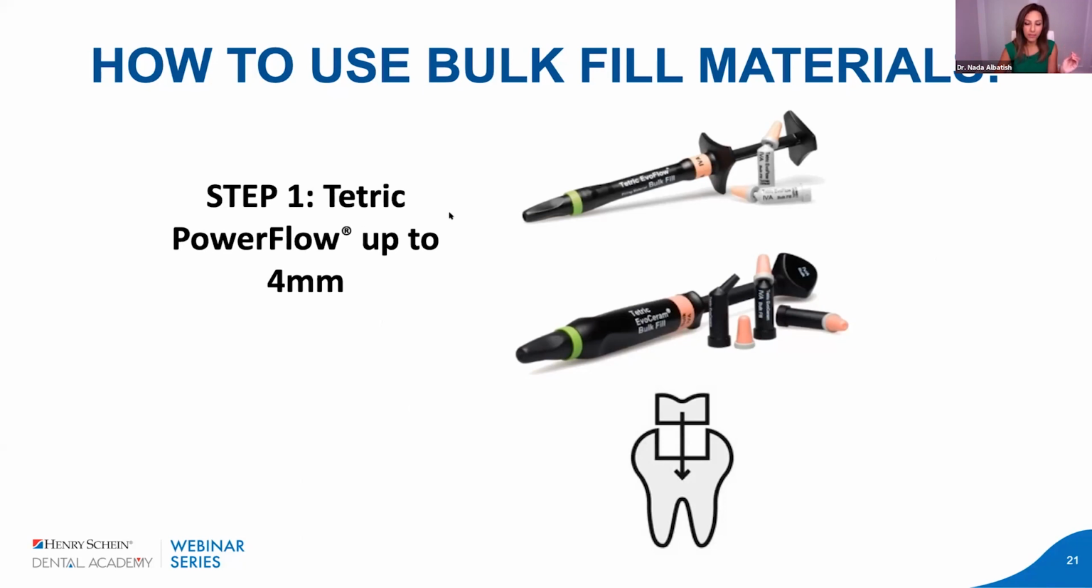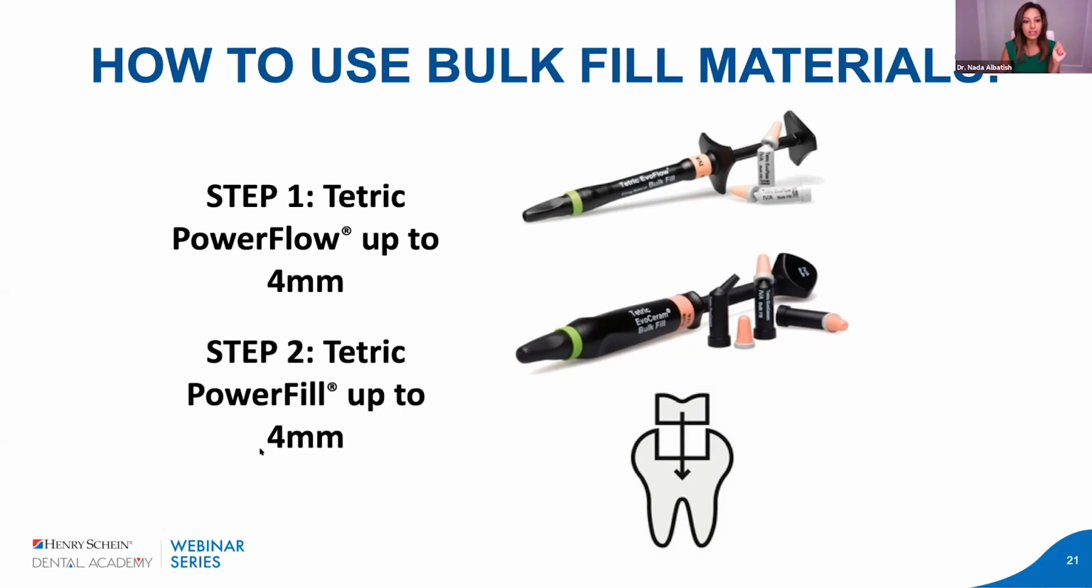The first step is you want to use the flowable bulk fill material, Tetric Power Flow, and you can use it up to 4 millimeters. So what you can do with this is you can place it even in a 1 millimeter increment if you want at the base of your restoration, just to level out all the nooks and crannies in your preparation so that you have a completely flat, perfectly flat surface to place the packable bulk fill material on. You can cure this for 3 seconds, and then step 2, place your packable material on top of it.